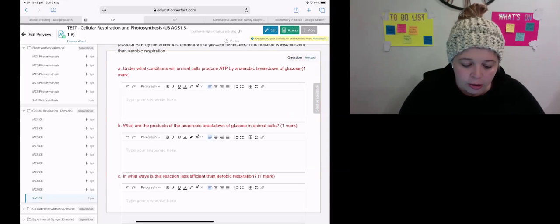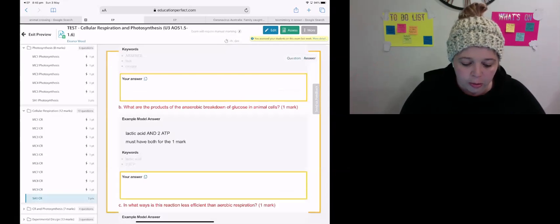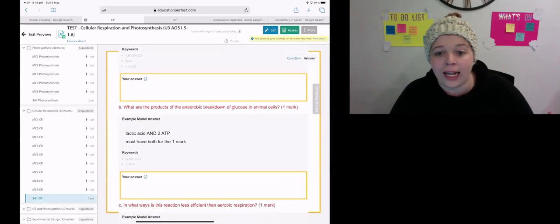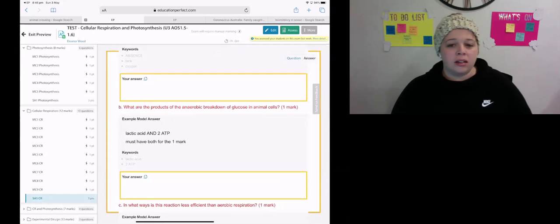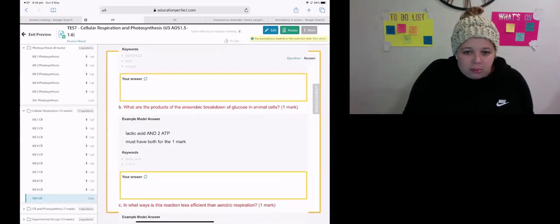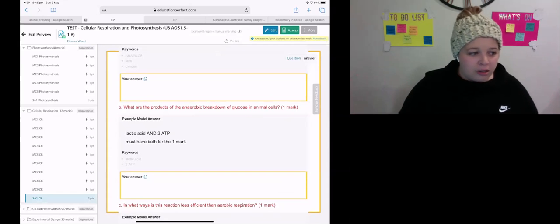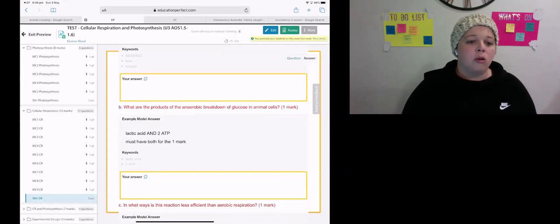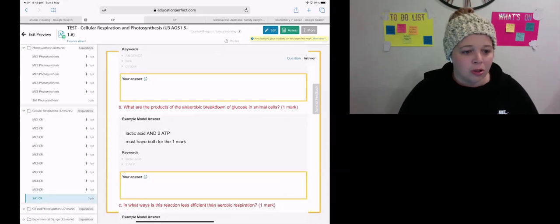So then we went to this question here about why animals would respire anaerobically. It's a bit hard to see, but for this top one here, you needed to say something about a lack of oxygen. Not that oxygen isn't being produced, but just that there is a lack of oxygen, so that's why you switch to anaerobic. What are you going to produce in animals? You're going to produce lactic acid and 2 ATP.